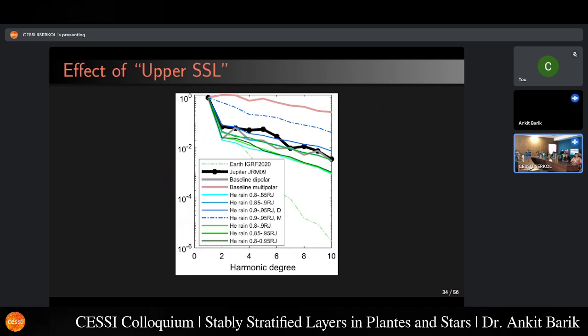And what we find is that the agreement is much better. The blue one is our best fitting model to observations, and it just fits much better compared to the other ones. It's not perfect yet, but this is a stable layer, 95% of the planet radius, and everything fits very well.